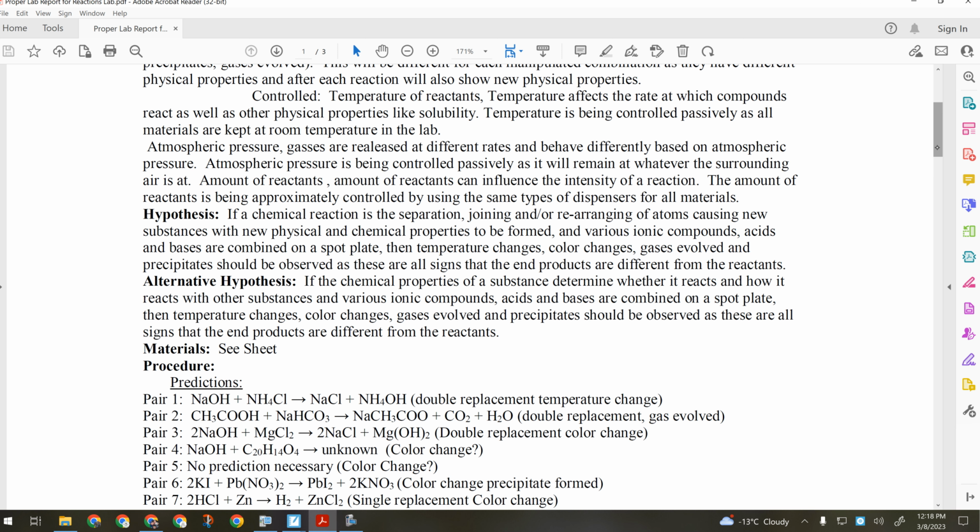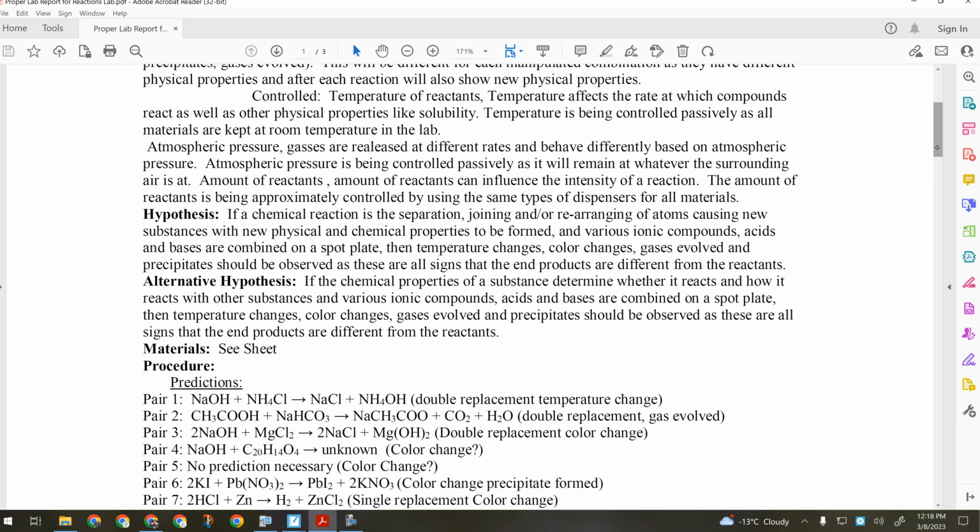And various ionic compounds, acids, and bases are combined on a spot plate. That's what we did in the lab. It's a very brief explanation. Then temperature changes, color changes, gases evolved, and precipitates should be observed, as these are all signs that the end products are different from the reactants. That's how I would know if a chemical reaction occurred. That's what goes in the then part.